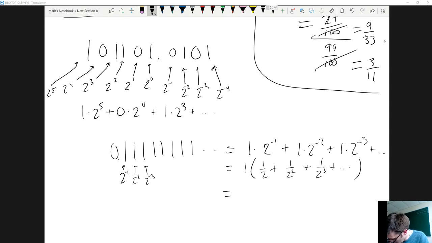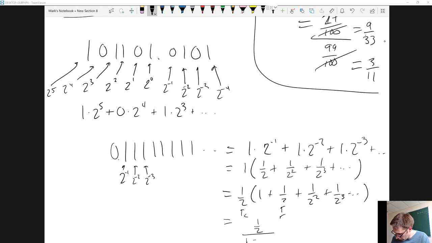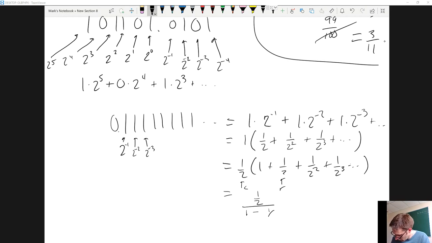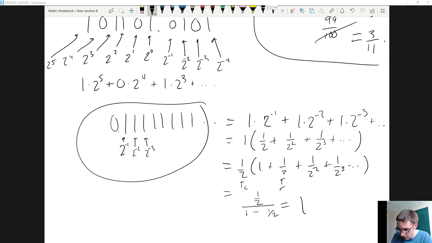And we can even factor out a 1/2 there. And write this as 1/2 times 1 plus a half plus a half squared plus a half cubed, and so on. And so now we've got a nice looking geometric series. We've got our constant, and we've got our ratio of 1/2. And so this is just going to be 1/2 over 1 minus 1/2, which is equal to 1. So in binary, using ones and zeros to represent numbers, you can show that 0.11111111 is actually equal to 1, just like 0.99999 repeating is equal to 1 in base 10.